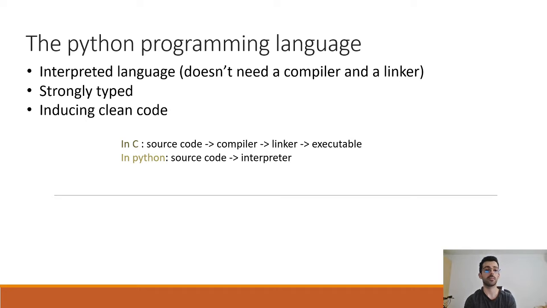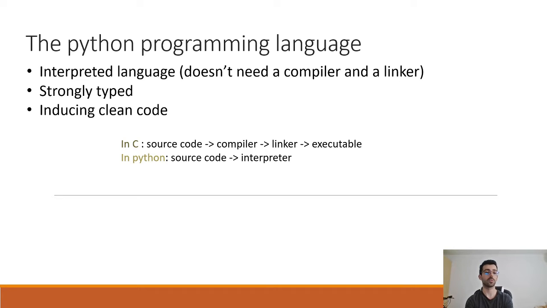First of all, the Python programming language is interpreted, meaning that it doesn't require a compiler and a linker. It only has an interpreter, which is a program that takes our source code, and if it is written well, meaning according to the syntax of the language, it can be immediately executed on our system. It doesn't need this process of compilation and linkage such as other languages like C or C++.